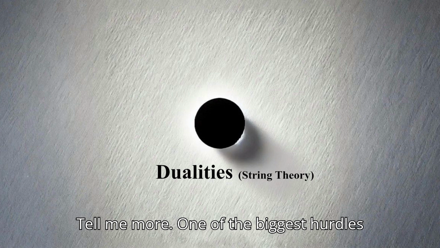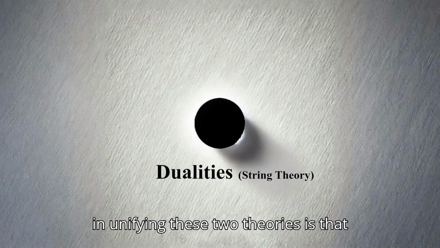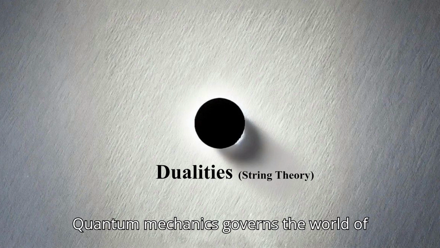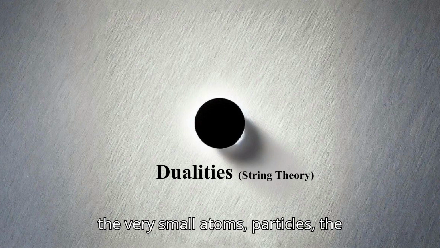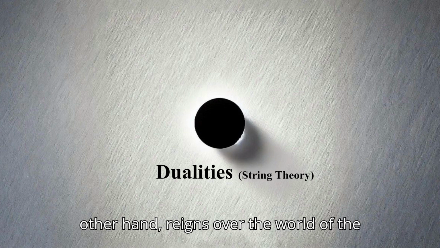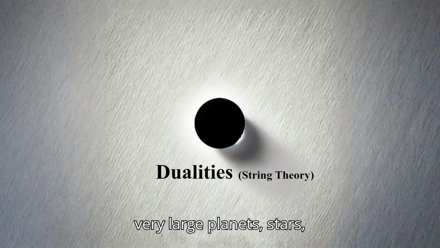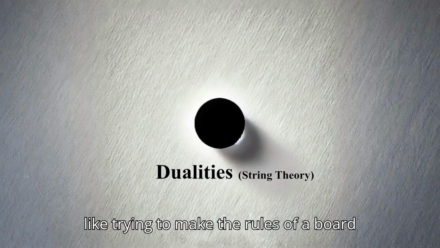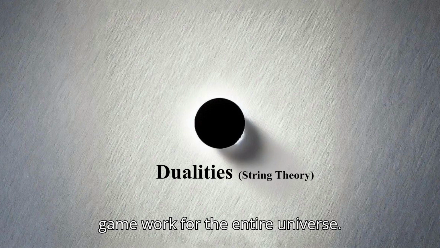Tell me more. One of the biggest hurdles in unifying these two theories is that they operate on vastly different scales. Quantum mechanics governs the world of the very small. Atoms, particles, the quantum realm. General relativity, on the other hand, reigns over the world of the very large. Planets, stars, galaxies, the fabric of spacetime. It's like trying to make the rules of a board game work for the entire universe.